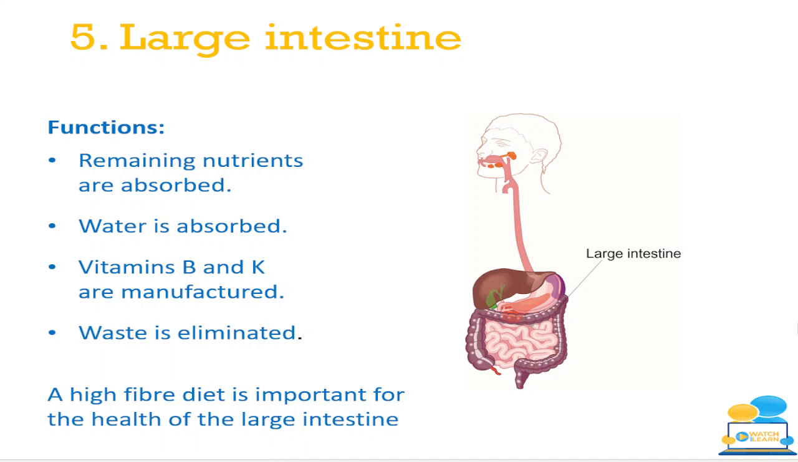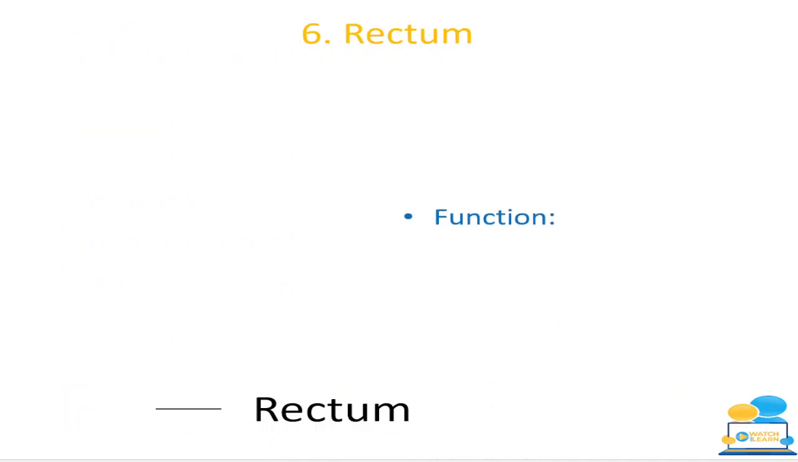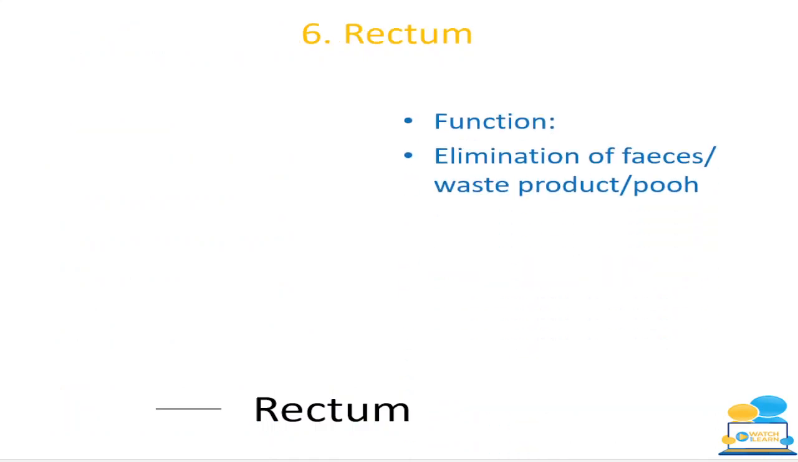So we've looked at the mouth, esophagus, stomach, small intestine, large intestine, and now we're moving on to the last one, which is our rectum. So the final one is our rectum. So the function is the elimination of feces, waste product, or poo.